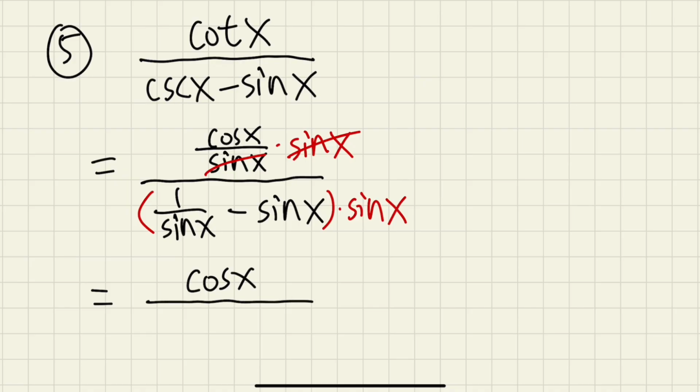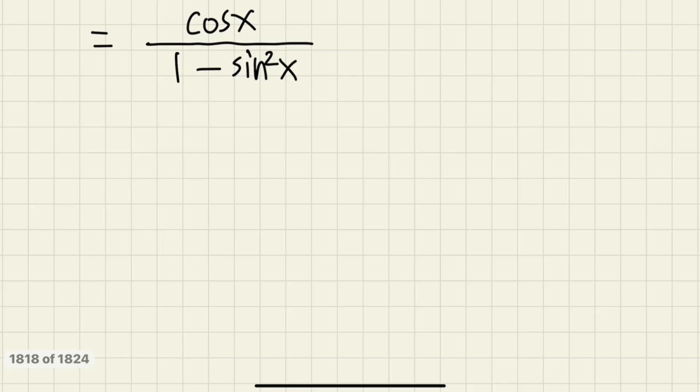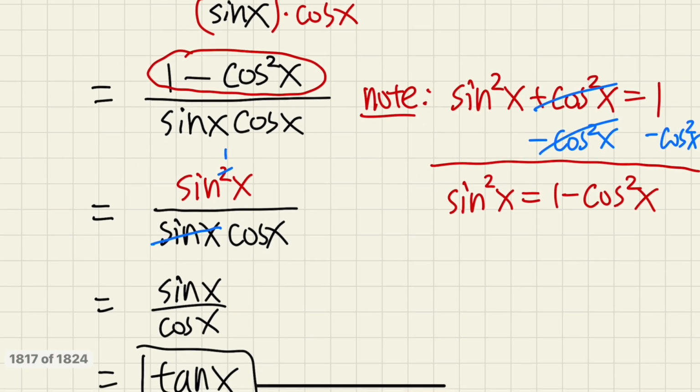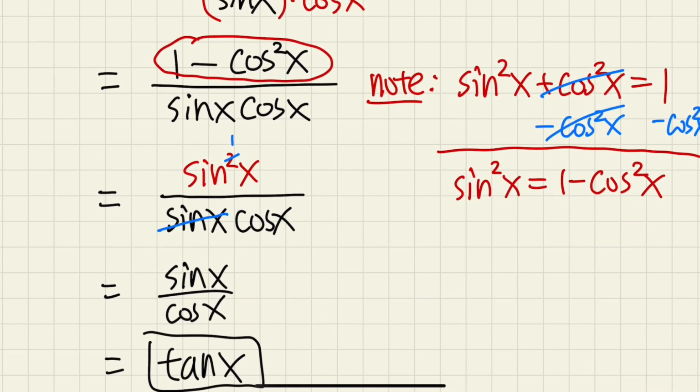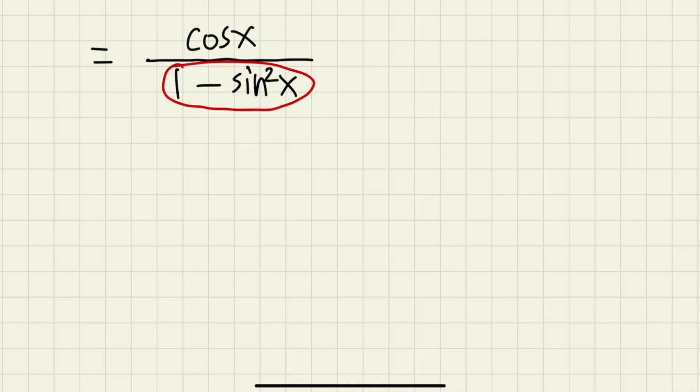And then the bottom, let's distribute sin x. This times this will just be 1. And then minus this times this will be sine square x. Okay, how can we continue from here? Well, if you look at the bottom, we have 1 minus sine square x, right? That is very similar to what we just went over earlier. Remember the Pythagorean identity and also its variations. When we have 1 minus sine square x, that will give us cosine square x.